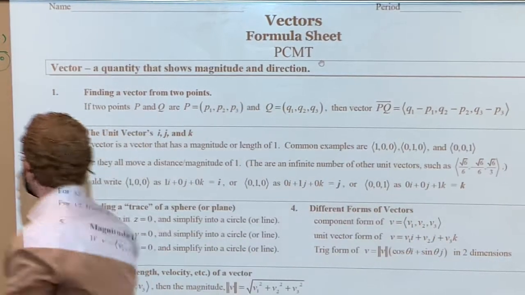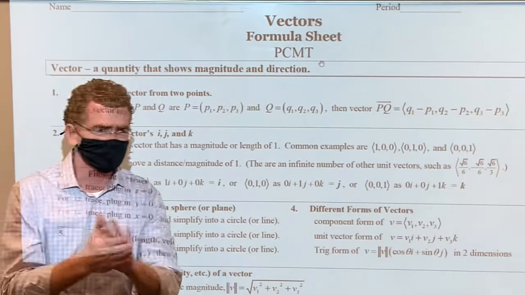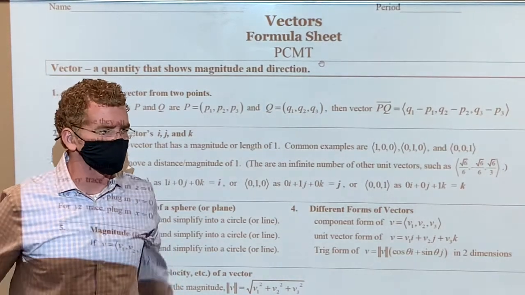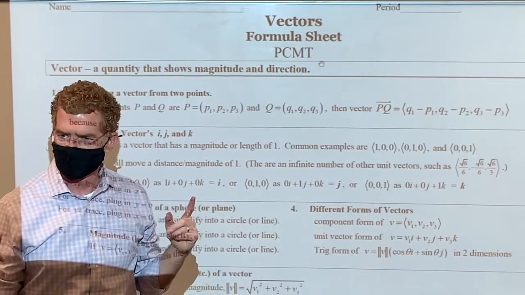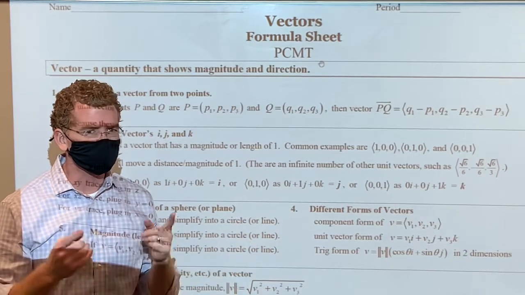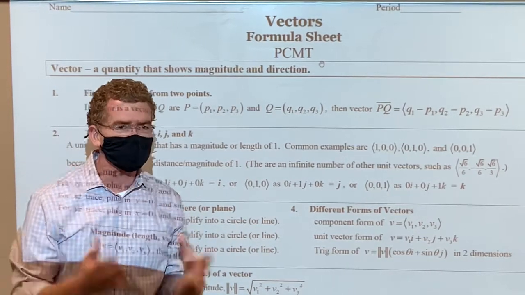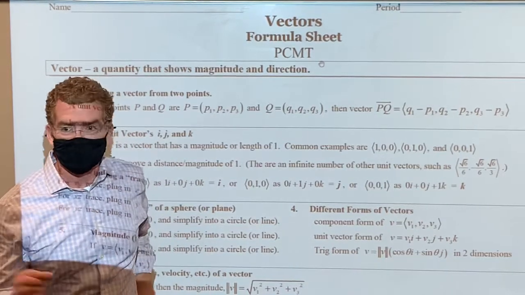All right, so vectors. You can give me a definition of what a vector is from physics. Anybody? It has direction and magnitude. Direction and magnitude. Okay, so a vector is going to look like, for you, a ray.